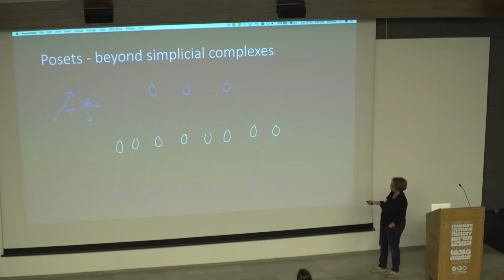And a vertex is smaller than an edge if it is contained in this edge. And an edge is smaller than a triangle if it is contained in this triangle, and so on.